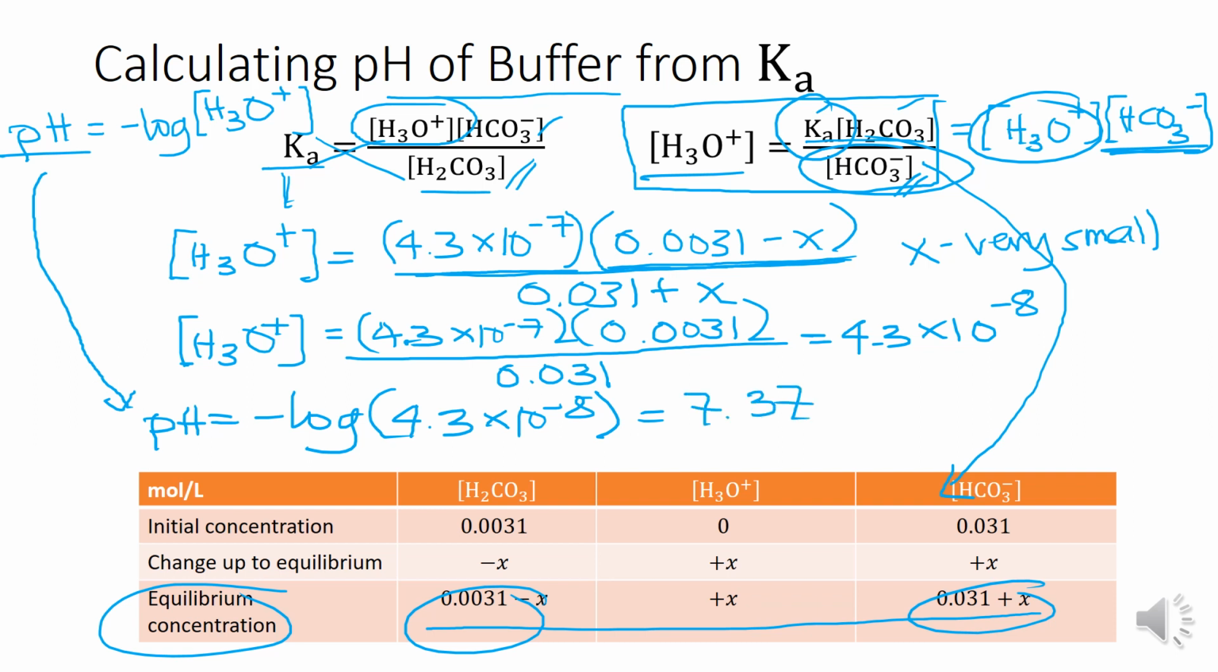7.37. And that is the pH of the buffer solution.